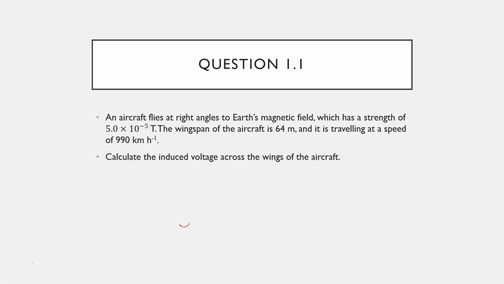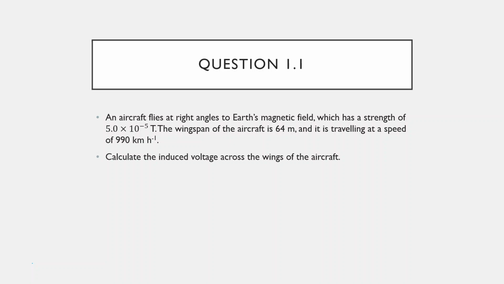So, let's read the question. An aircraft flies at right angles to Earth's magnetic field, which has a strength of 5 times 10 to the negative 5 Tesla. The wingspan of the aircraft is 64 meters, and it's traveling at a speed of 990 kilometers per hour. Calculate the induced voltage across the wings of the aircraft.